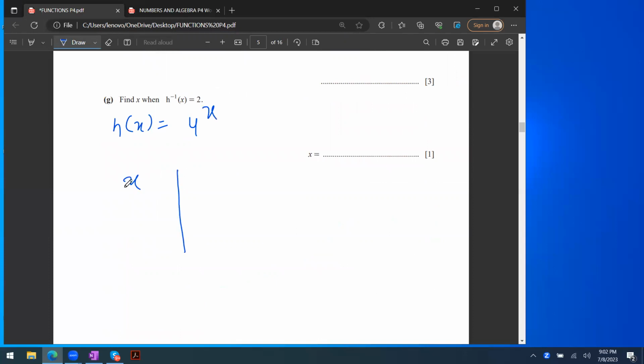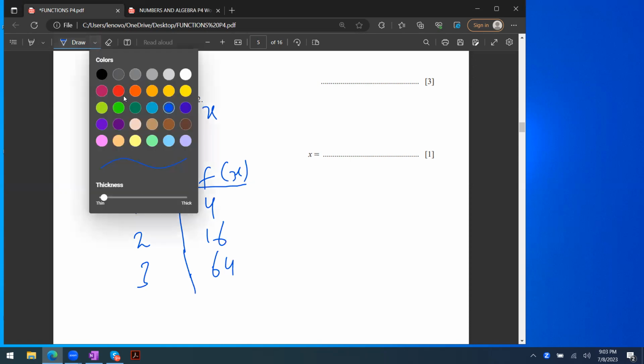Let's make the table. For example, this is x, this is f of x, right? When x is equal to 1, f of x is 4. When x is equal to 2, f of x is 16. When x is equal to 3, f of x is 64. I think this is a very good approach to understand this question.